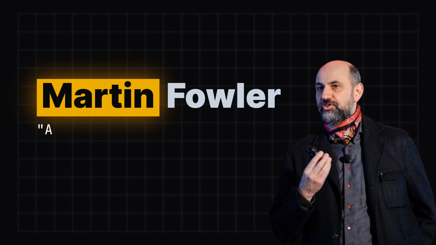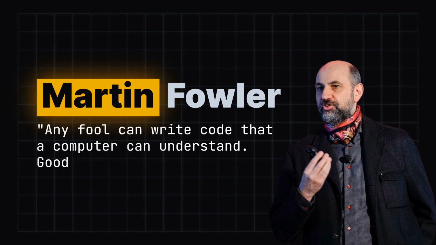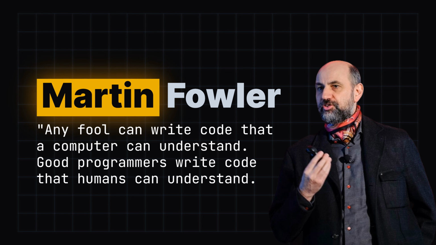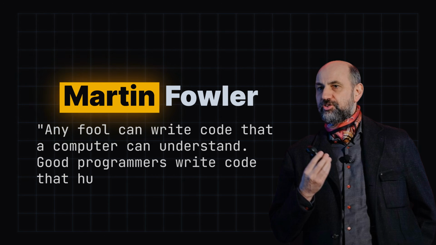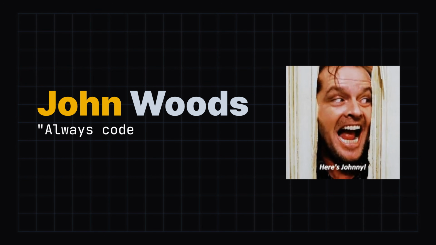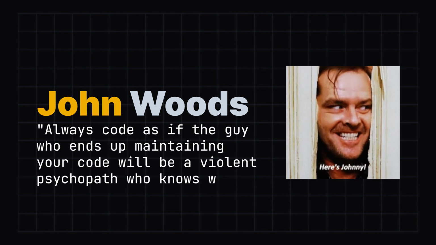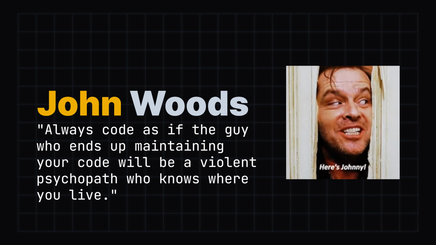Martin Fowler once said, "Any fool can write code that a computer can understand. Good programmers write code that humans can understand." I think John Woods said it better. Always code as if the guy who ends up maintaining your code will be a violent psychopath who knows where you live. How do we make sure the next maintainer doesn't try and hunt us down?